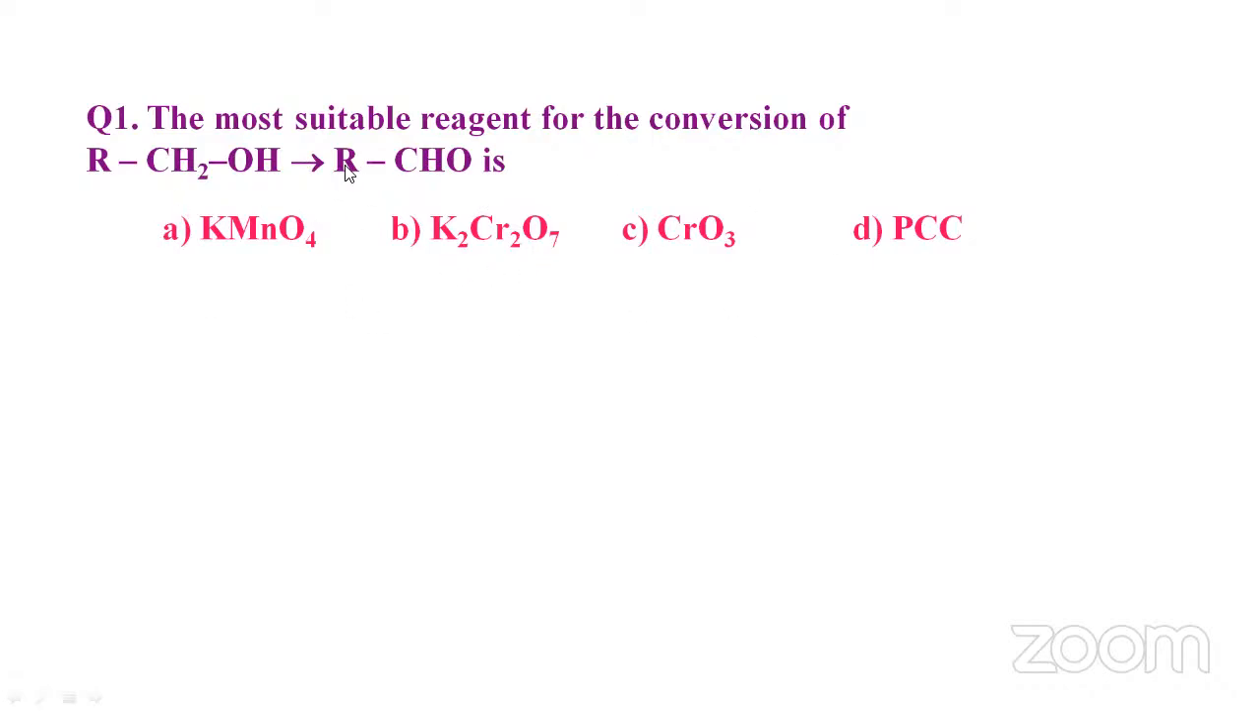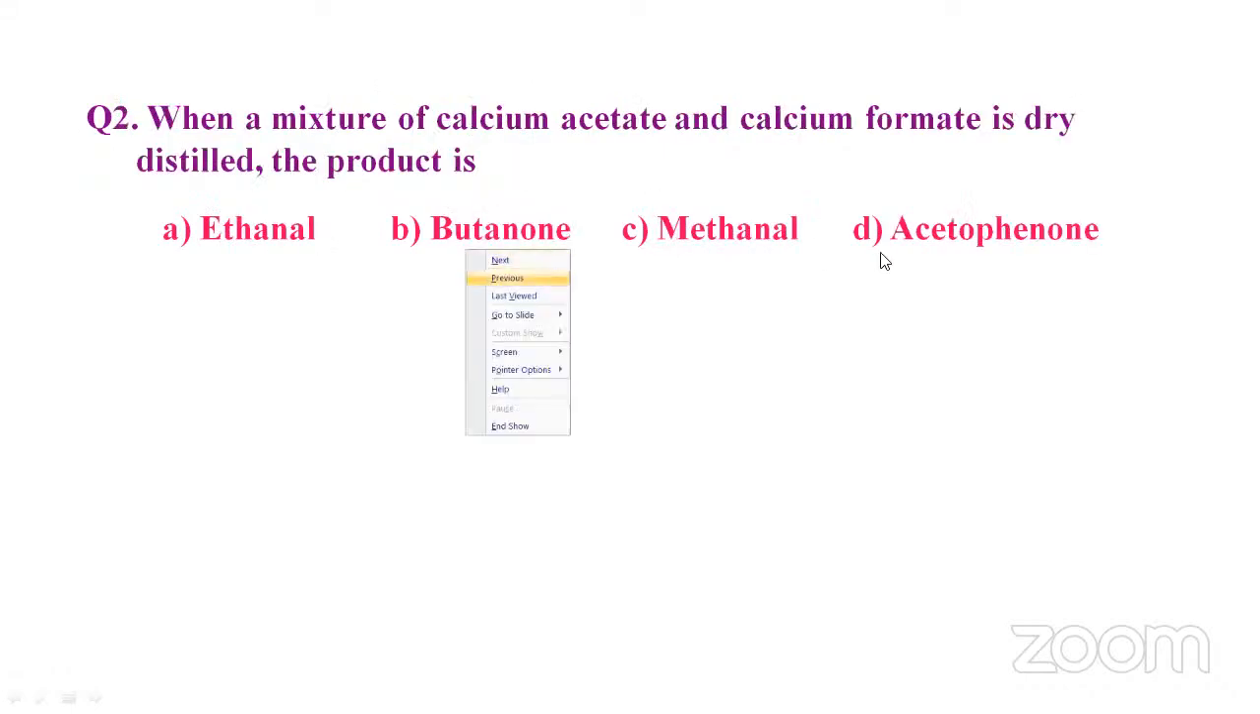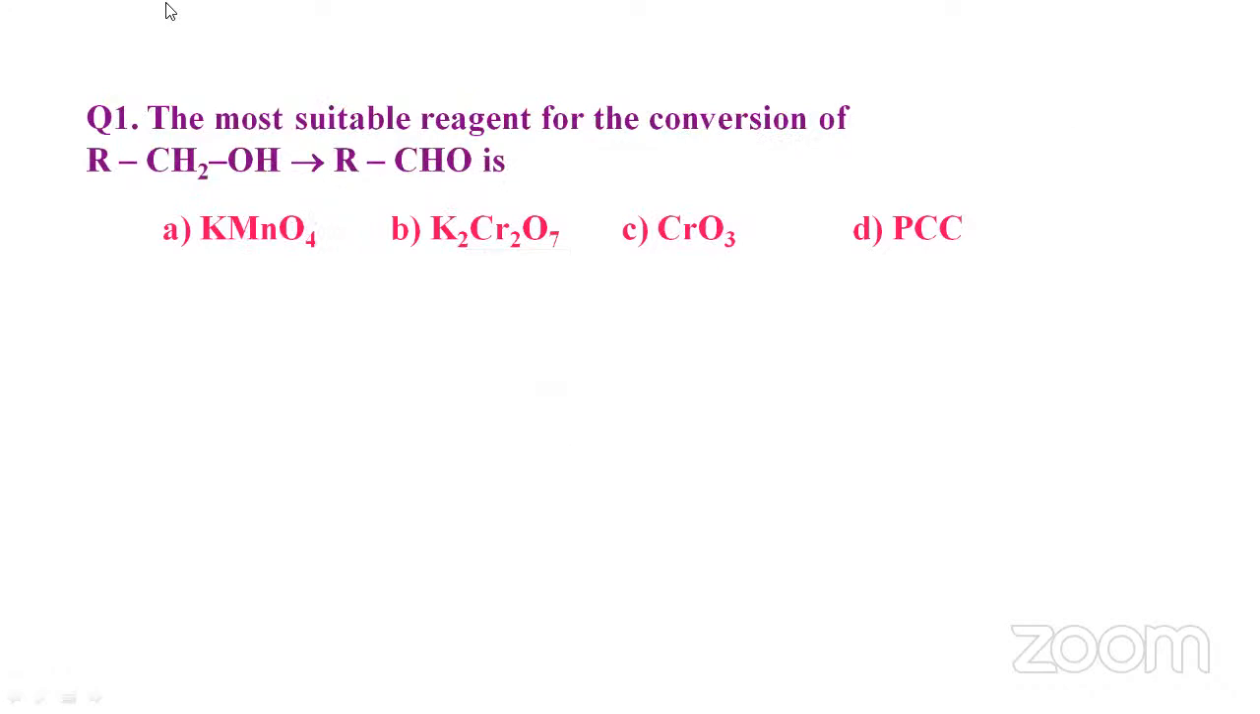Other reagents can also do this conversion, but certain conditions have to be applied. Or else, if you directly take these reagents, they will convert your alcohol to acid. So here the good oxidizing agent is PCC. It is D, the option.